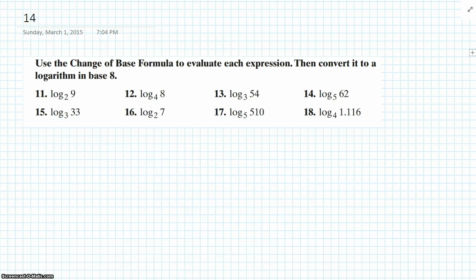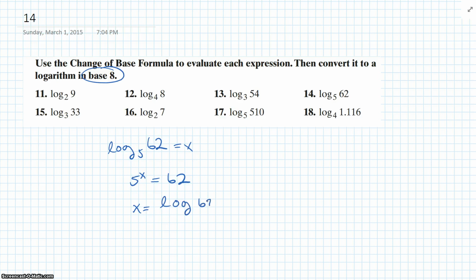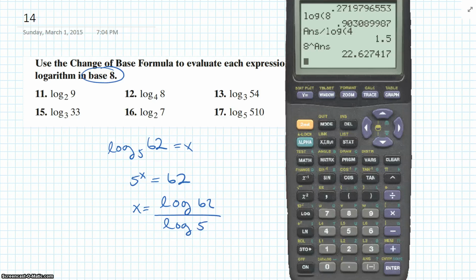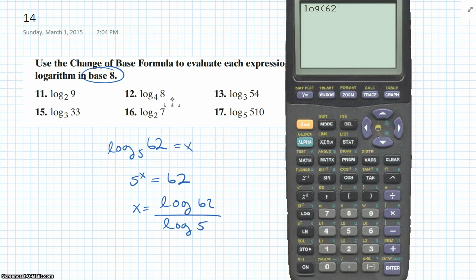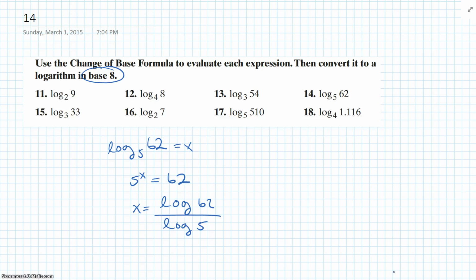Okay, 14. Log base 5 of 62, then we got to convert it to base 8. So log base 5 of 62 equals x. So 5 to the x power equals 62. So let's log both sides. So I get x equals the log of 62 over the log of 5. So we go log of 62 divided by log of 5. 2.564.